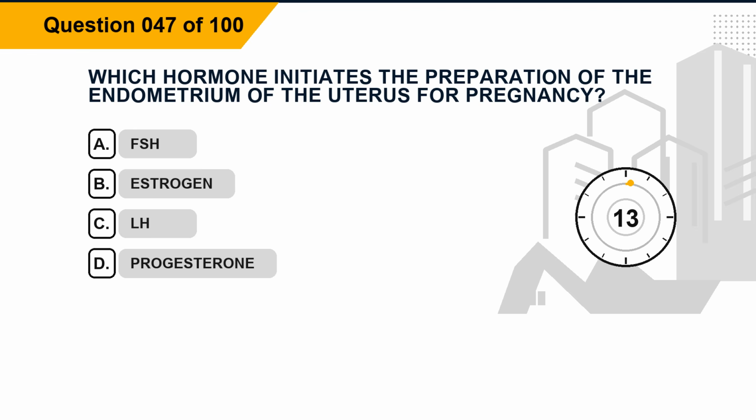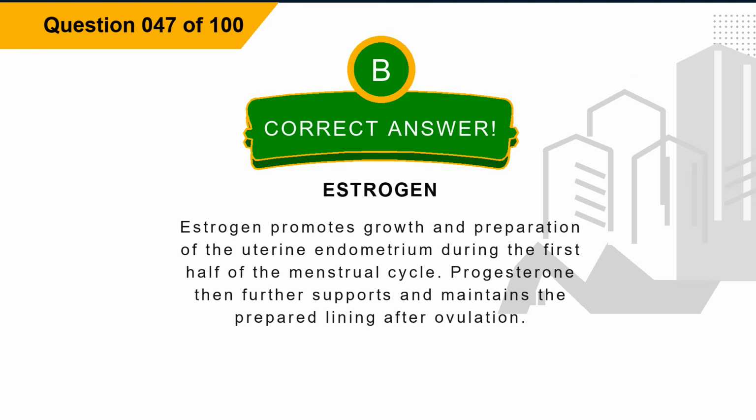Question 47. Which hormone initiates the preparation of the endometrium of the uterus for pregnancy? Option A, FSH. Option B, estrogen. Option C, LH. Option D, progesterone. The correct answer is option B, estrogen. Explanation. Estrogen promotes growth and preparation of the uterine endometrium during the first half of the menstrual cycle. Progesterone then further supports and maintains the prepared lining after ovulation.